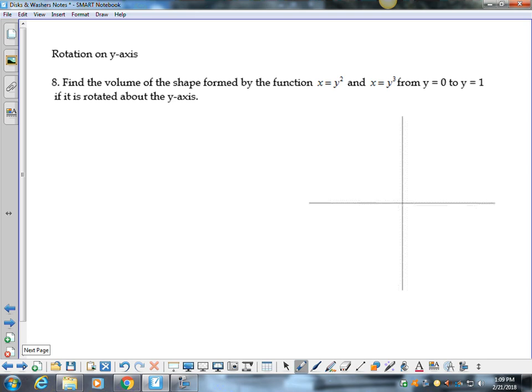Okay, so now we get interesting and we get to rotate on the y-axis. So this is my axis of rotation. I have x equals y squared, which is the parabola this way. And I have x equals y cubed. And I'm going from 0 to 1. Well, I know they're going to both cross at 1 because 1 squared is 1 and 1 cubed is 1. But I need to figure out what happens to my y values in between 0 and 1 as I cube them.